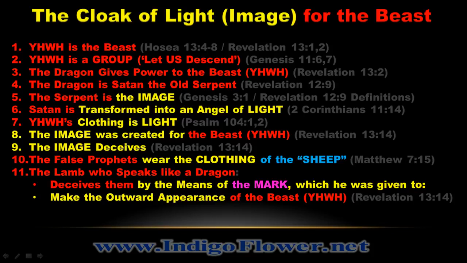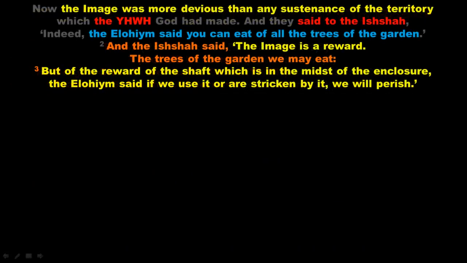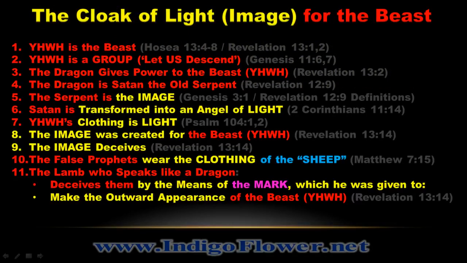And Psalm 104 tells us Yahweh's clothing is light. And Revelation 13 tells us the image was created for Yahweh. And that image is specifically, Revelation 13 says, it is the outward appearance of Yahweh. So the image is the outward appearance of Yahweh that is a clothing of light that the Yahweh wear. So if the image is speaking to the Isha in Genesis 3, then it's the Yahweh speaking, because it is the Yahweh who used the image as their outward appearance.